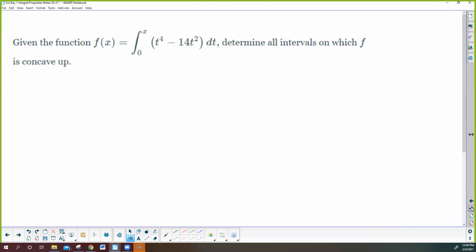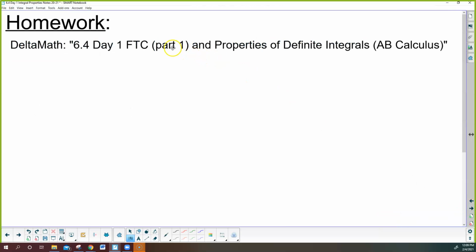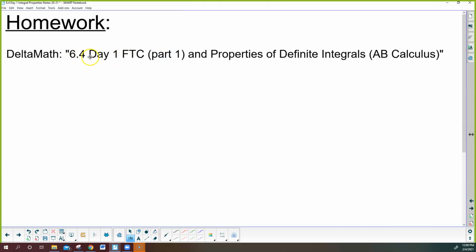So we're going to skip this one. We'll do it next week. Homework tonight is a Delta Math. It's called 6-4 Day 1, Fundamental Theorem of Calculus Part 1, and Properties of Definite Integrals. That's the title of it.